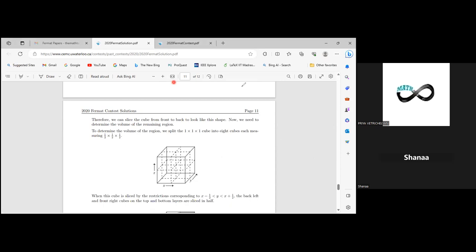So we are just slicing it. We are slicing the cube from the front to back. Front to half, the back, half the half cubes. Yes, like that. We split the 1 cross 1 cross 1 cube into 8 cubes. They are saying each measuring half into half into half. Is it clear? Yeah.